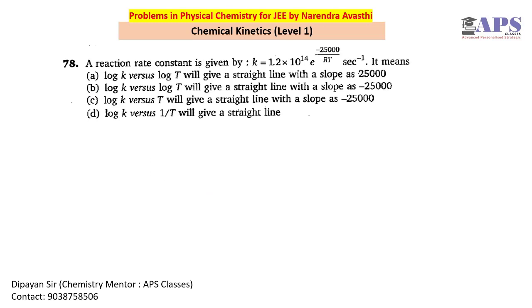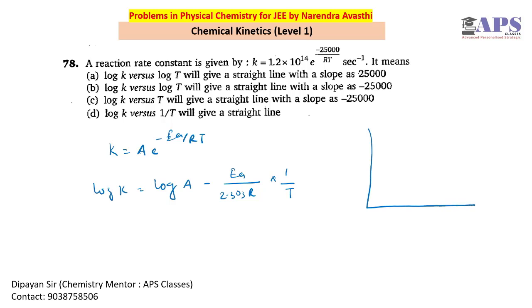Question number 78 is an application of the Arrhenius equation, that is k equal to A e to the power minus EA by RT. Now if we take log on both sides, log k equal to log A minus EA by 2.303 R multiplied by 1 by T. So if we plot log k versus 1 by T, it will give a straight line. So option D will be the correct option.